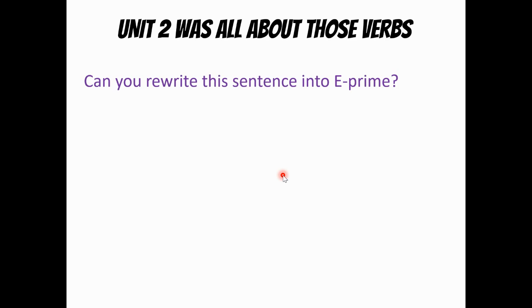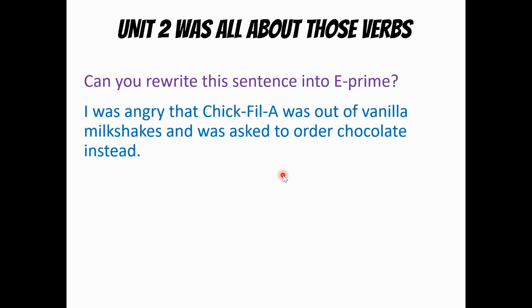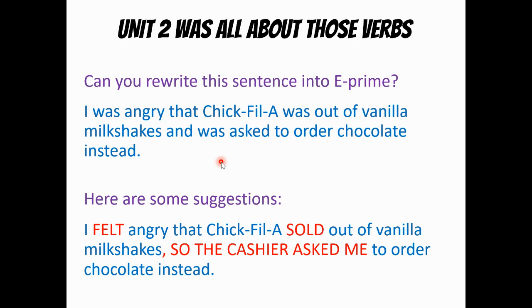All right, so I might ask you not only what E prime is, I might ask you to write in E prime, changing a sentence into E prime. All right, so if I said, I was angry that Chick-fil-A was out of vanilla milkshakes and was asked to order a chocolate instead. All right, so I want to get rid of these was's because that would be still an E prime violation. So I'm going to try to figure out how to get rid of to be verbs. So there's all kinds of ways of revising this. I might say, I felt angry that Chick-fil-A sold out of vanilla milkshakes. So the cashier asked me to order chocolate instead. Trying to find a way of rewriting it so I don't use a to be verb. All right, so see if you can practice that skill.